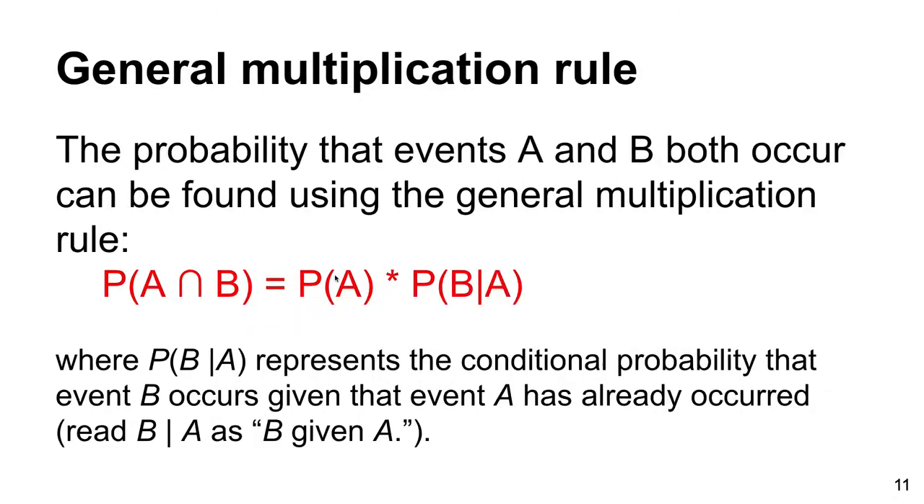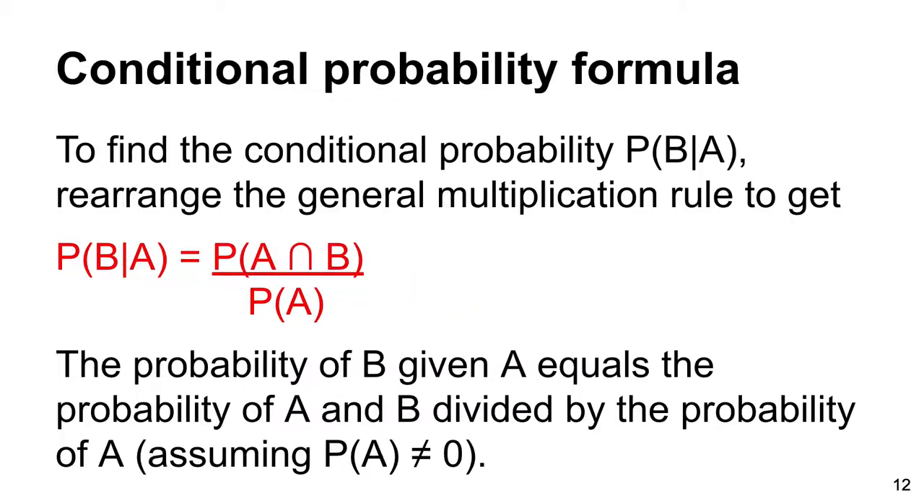Now, if I take this formula right here and I rearrange it algebraically to get the conditional probability by itself, I get this equation. To find the conditional probability of B given A, I'm just going to rearrange my general multiplication rule to get this right here. Probability of B given A equals the probability of A and B divided by the probability of A. That is my conditional probability formula.